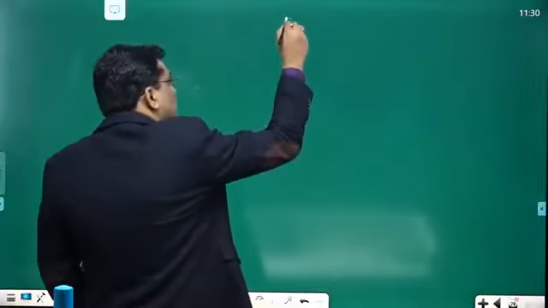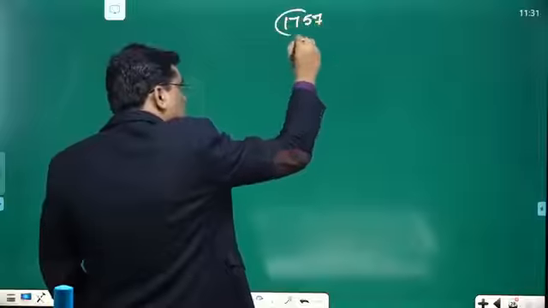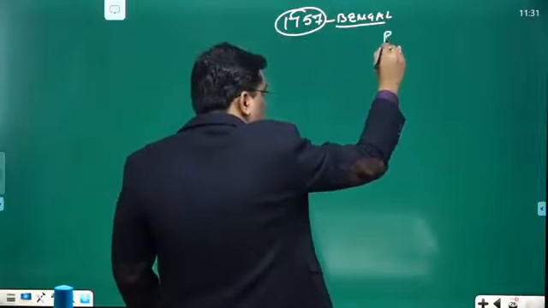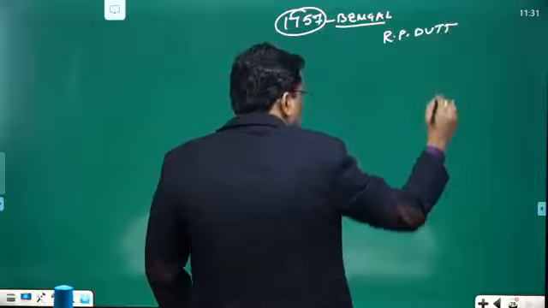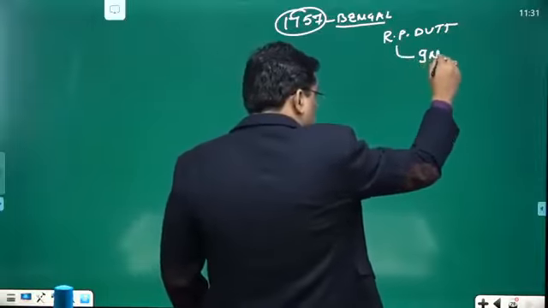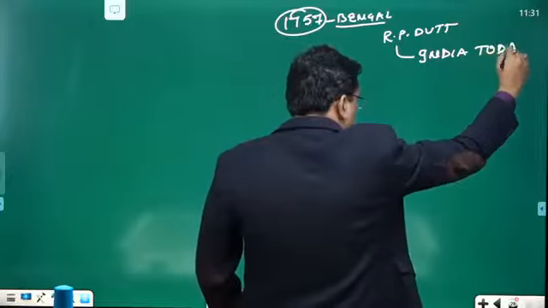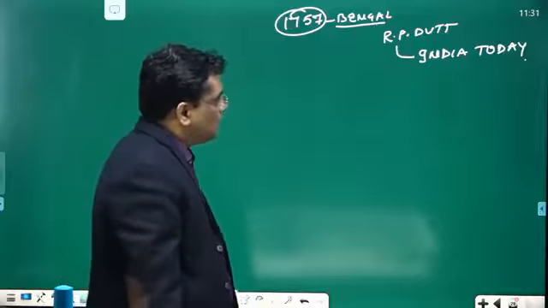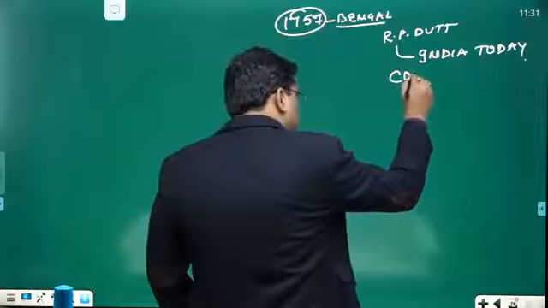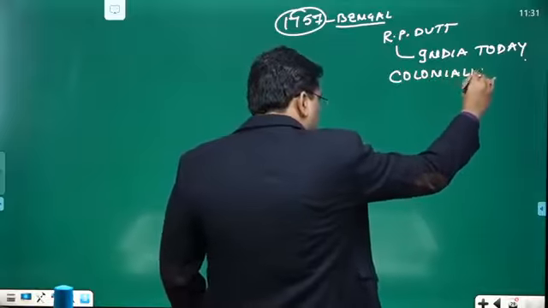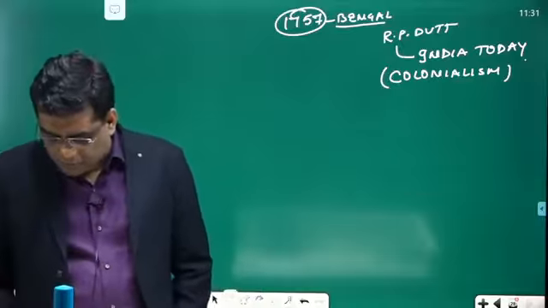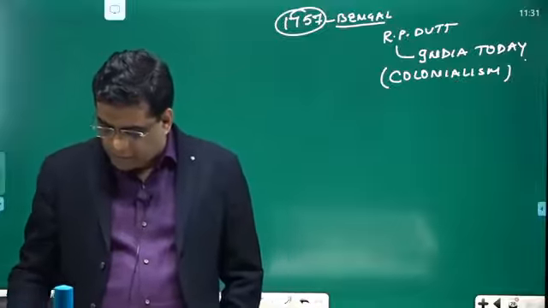So in 1757, when the company captured Bengal, according to R.P. Dutt in his book India Today, this is the beginning of colonialism.